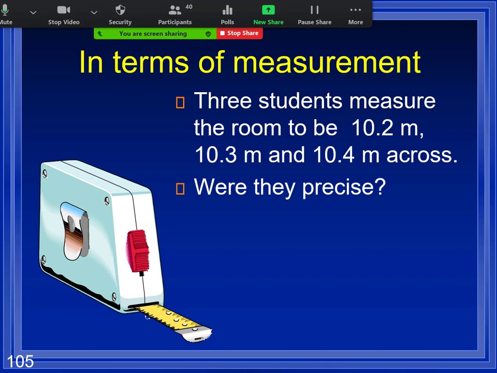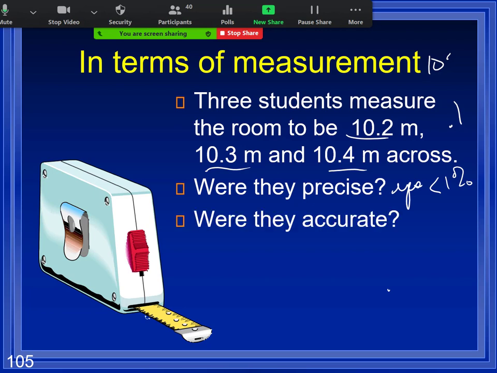Were they precise? Well, those 3 numbers are only different by 0.1 out of 10. That's about one, that's less than 1%. So they're less than 1% apart. They're pretty close together. So were they precise? Yes, they were precise.